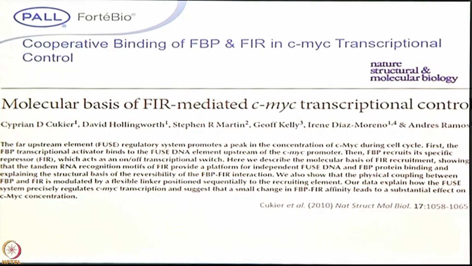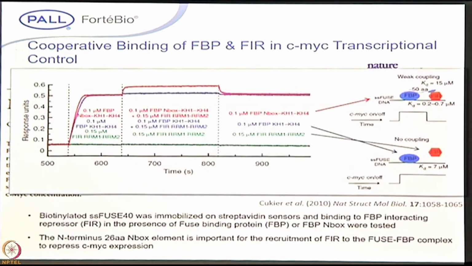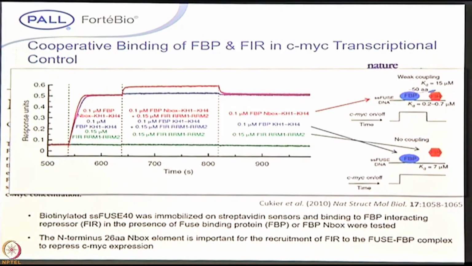So how does this regulation happen? The author concluded, using this FBP protein, that the FIR interacts only in the presence of the FBP protein. In this experiment, he biotinylated the FUSE 40 DNA, immobilized it onto the streptavidin sensor, and then performed the binding of the FIR. In the presence of the FBP protein only, the FIR is binding. Without this protein, it's not binding. So he concluded like that.